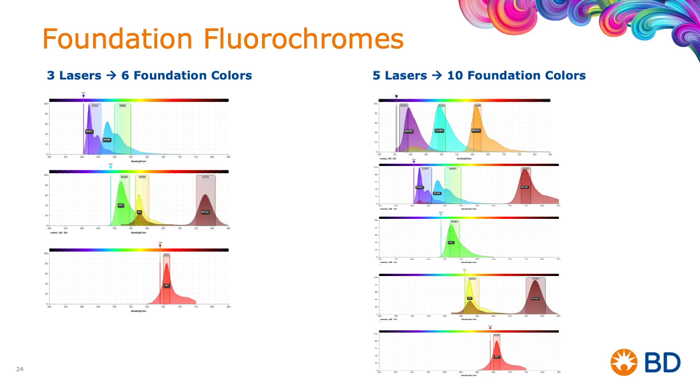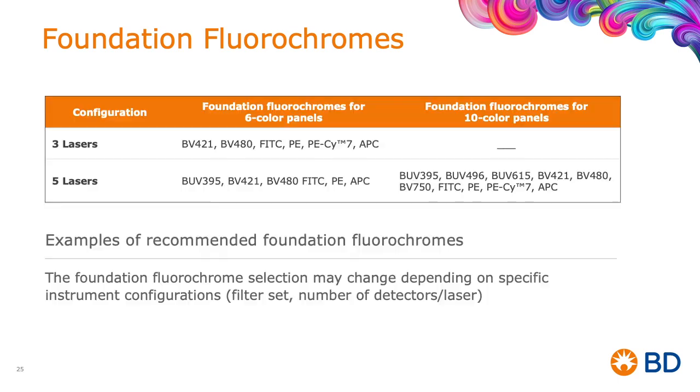On a 3-laser blue, violet, red configuration, we can find 6 of these colors that work very well together without additional issues. If we move to the 5-laser configuration on the right, by virtue of having 2 more lasers and a wider spectrum available, starting from the near UV now, we can reach up to 10 colors with minimal spectral overlap. And just for your reference, this is a table where we provide an example of foundation fluorochromes.